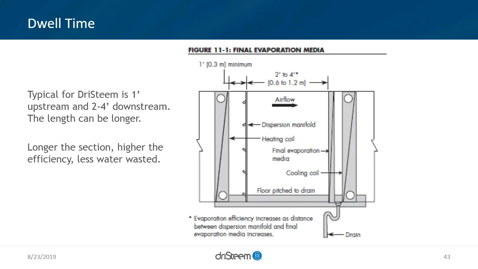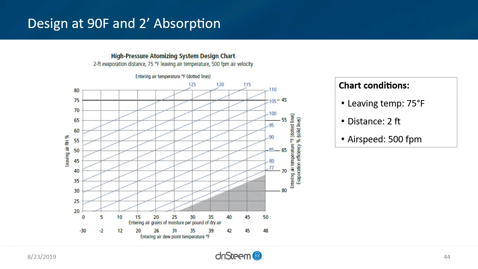So as that tunnel length gets longer and that dwell time increases, the better our evaporation efficiency is. These next two slides are a specific example at 90 degrees Fahrenheit, and we're going to depict on this efficiency chart the difference between 2-foot absorption and 4-foot, with all things else the same.